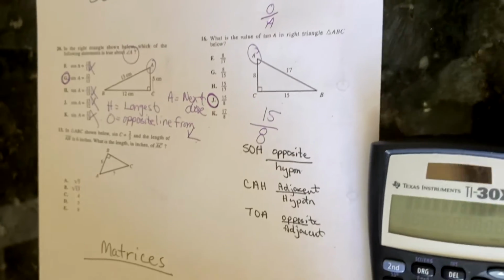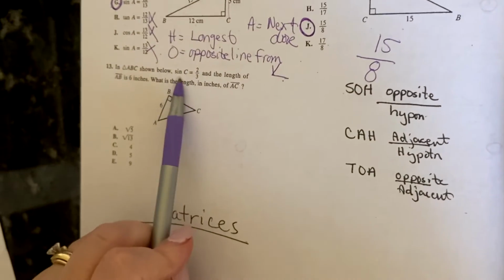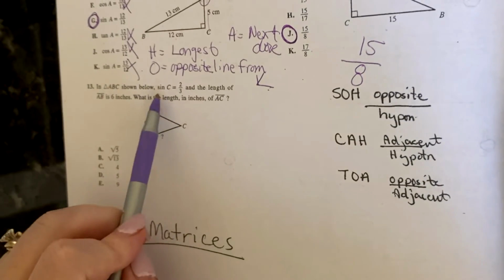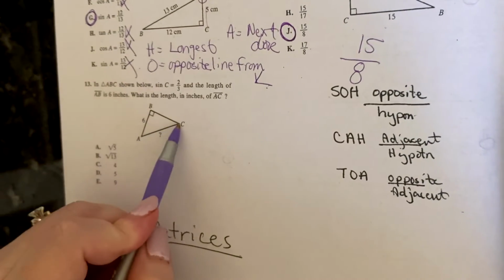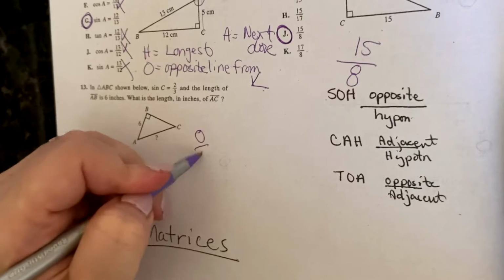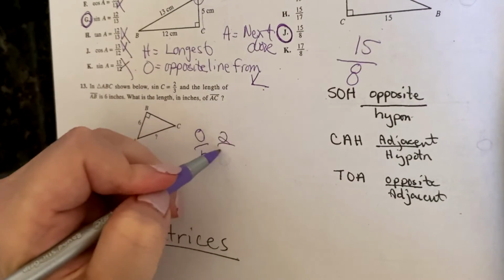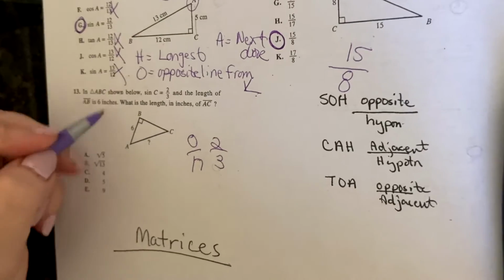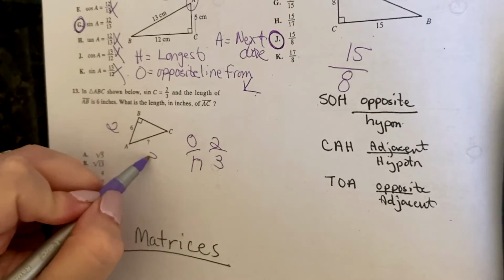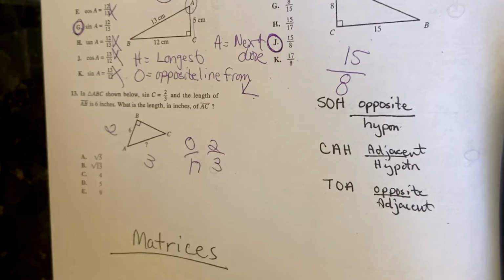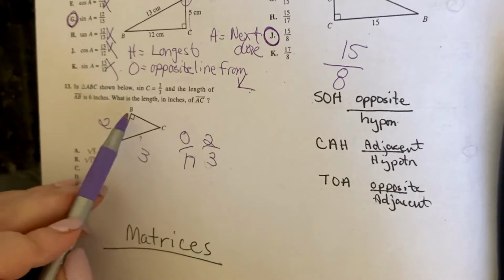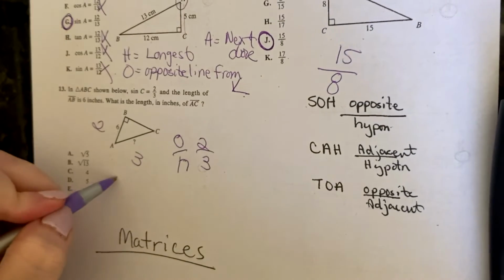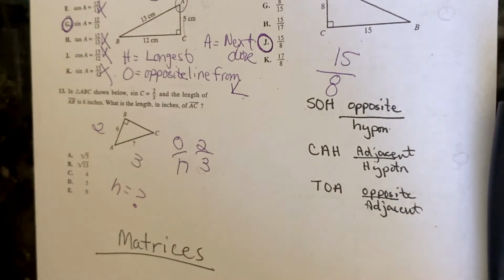Okay, and here's another proportional one, like we did on the geometry worksheet. So we've got sine of C. Sine is opposite over hypotenuse. So it's 2 over 3, the opposite of C is 2 over the hypotenuse of 3. Okay, and then what is the length in inches from A to C, which is the hypotenuse? So we're looking for hypotenuse equals question mark here.